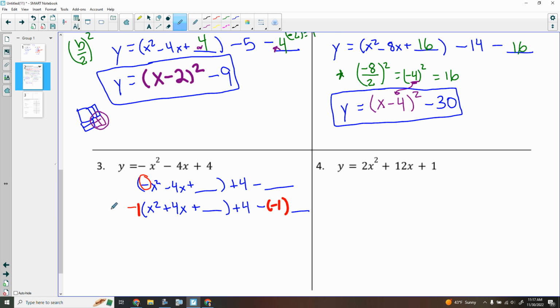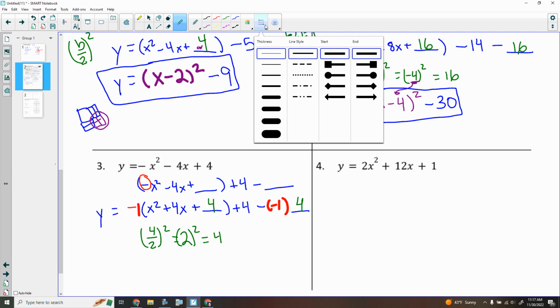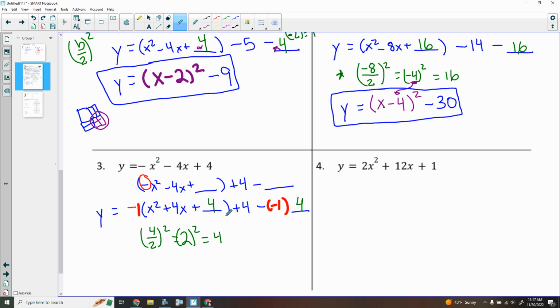Okay, so side work now. b, which is 4, divided by 2 squared. 4 divided by 2 is 2. 2 squared is 4. So we're adding 4 in the parenthesis, which means we're subtracting 4 out here. Perfect square, x squared plus 4x plus 4. The perfect square is x plus 2 squared.